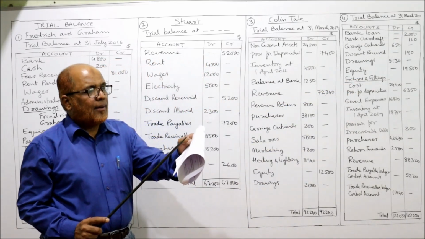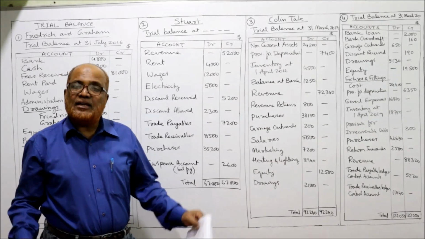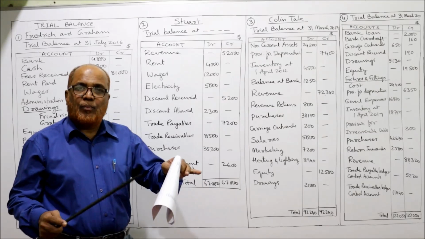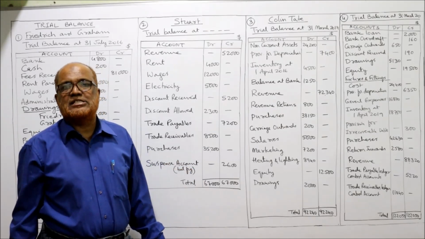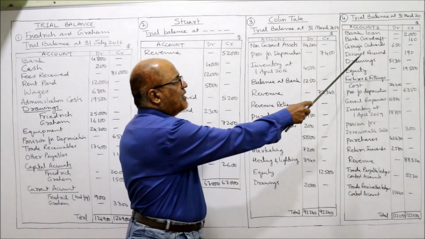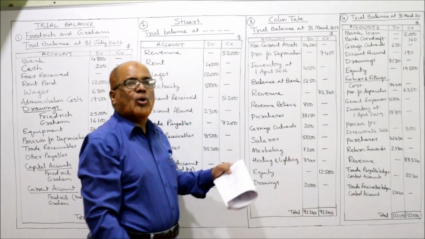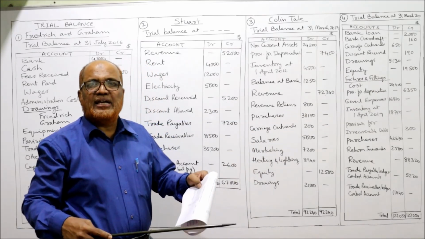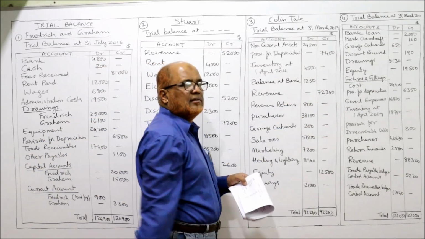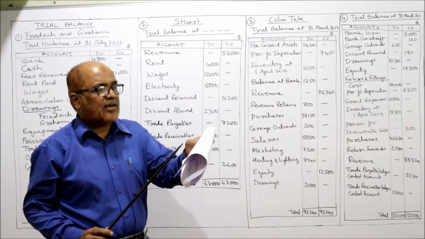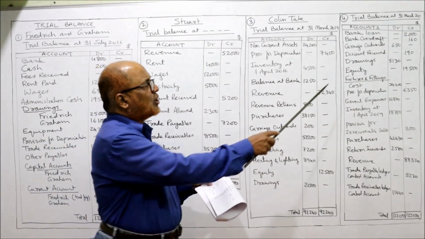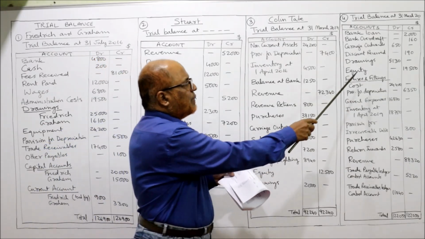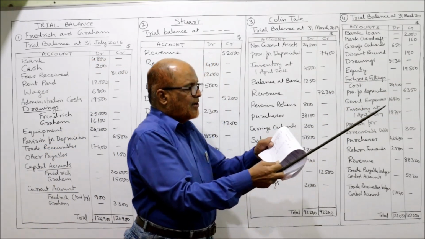Because it's a liability. Bank overdraft, that is also a liability. Bank loan and bank overdraft, both are liabilities. Both should be taken in the credit column. Then carriage outward is an expense, debit column. Discount received is an income, credit side. Drawings will show debit balance. Then equity, capital will show credit balance, credit side 19,500.